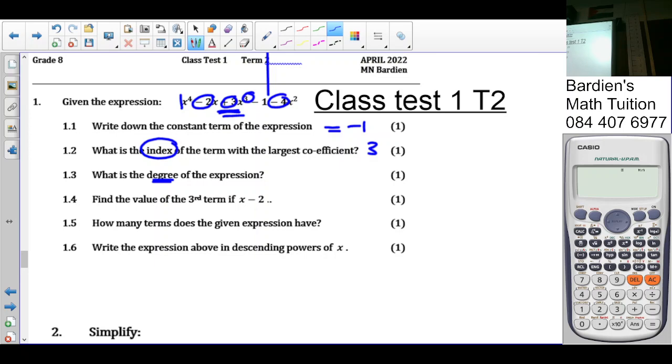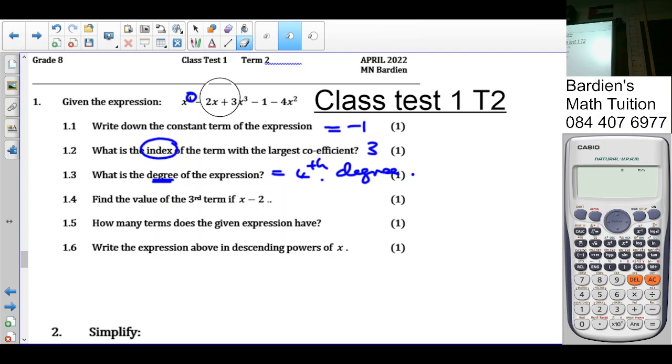So it is the highest exponent. If you look at this expression here, the exponents are 4, 1, 3, 2. So what's the highest exponent here? So it's going to be the 4th degree. It's a 4th degree.